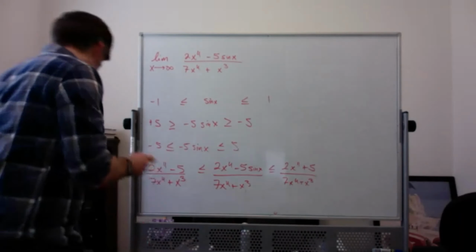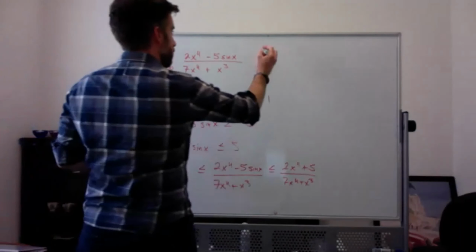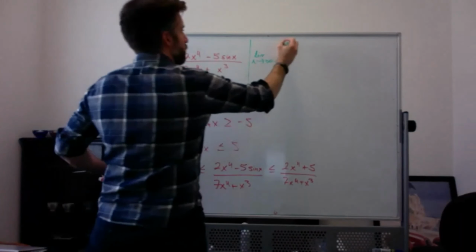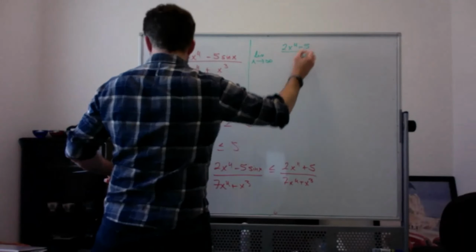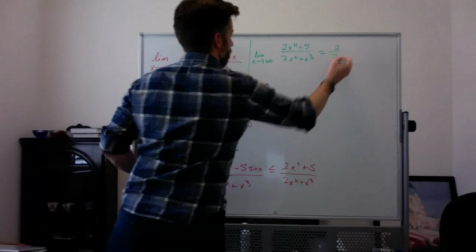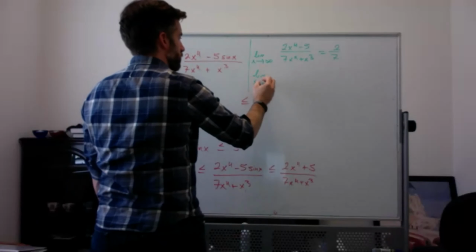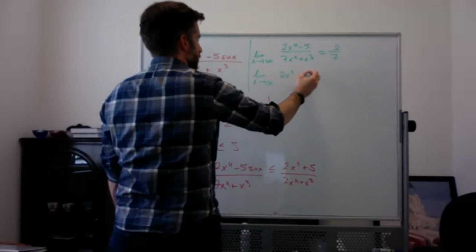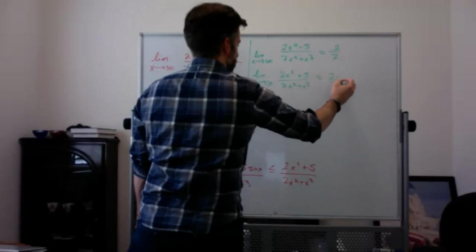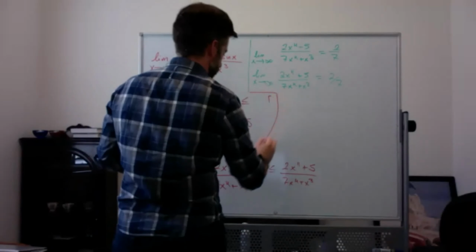So once you've done that, I'm going to look at the limit as x goes to infinity of 2x to the fourth minus 5 over 7x to the fourth plus x cubed, which is 2/7. Similarly, the limit as x goes to infinity of 2x to the fourth plus 5 over 7x to the fourth plus x cubed is 2/7. And then we can say, I'm sorry, that's included over there, apologies.